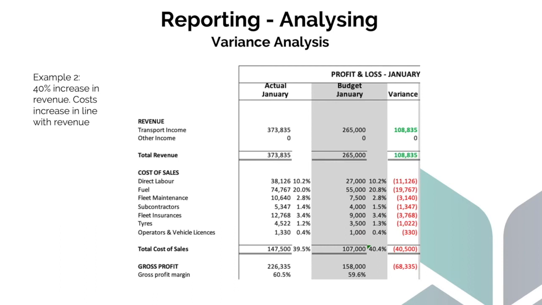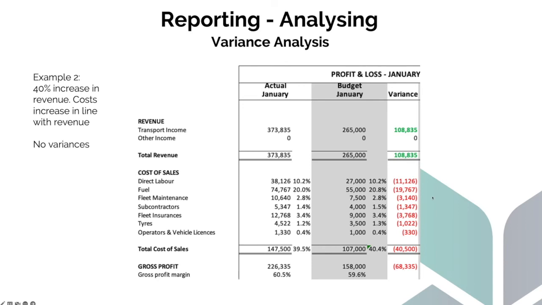So let's look at example 2. So in this case, there's a 40% increase in revenue. However, despite the big green number here, so we budgeted to do 265, we've actually done 374. Despite this big variance here and these big variances here, there are no actual variances. What do I mean by that? There are no variances because costs have only increased in line with the sales increase. So sales is up by 40%, the cost of sales is up by 40%.